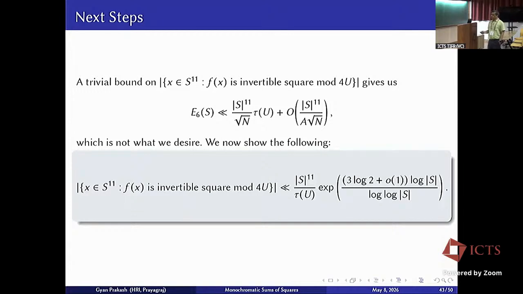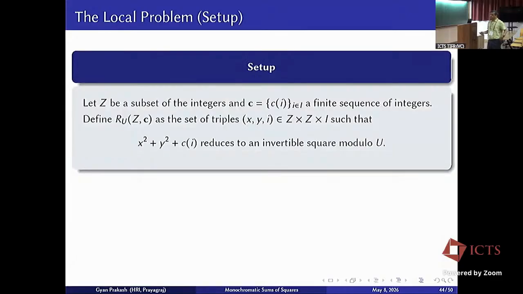Okay, so how do I show this: x belongs to S11, fx is invertible, this thing is less than this particular quantity. So now we define this. Let Z be a subset of integers, C equal to Ci a finite sequence of integers, and R_uZC as the set of triples x, y, i belonging to Z cross Z cross I such that x square plus y square plus Ci reduces to an invertible square modulo u.